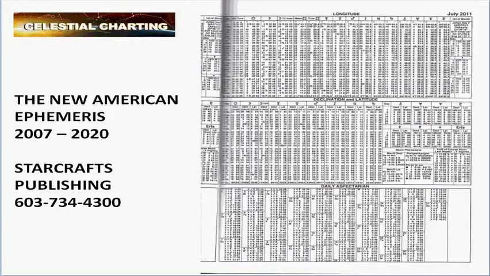And folks, for all of you that are just new to the celestial piece of what we're looking at, what I've got in front of me here is a page out of the New American Ephemeris, year 2007 to 2020. This is produced by a company called Starcrafts Publishing, and that's their phone number on there. I think it sells for like about $29. I recommend this highly. What we're primarily dealing with is the information in this part here. This is called the Daily Aspectarian.